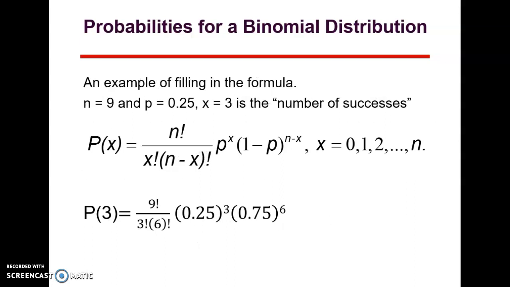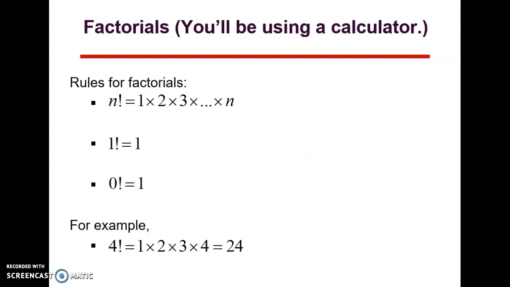So here's an example of how to fill in a formula. First thing I do is I write the formula. And the second thing I do is I replace the n by 9, the x by 3, the n minus x, that's 9 minus 3, by 6. And I now take my calculator and work it out. And I'll show you several ways of doing that. Factorials mean this. 3 factorial means 1 times 2 times 3. And a couple of rules you have to learn are 1 factorial is 1 and 0 factorial is 1. And an example is given at the bottom.